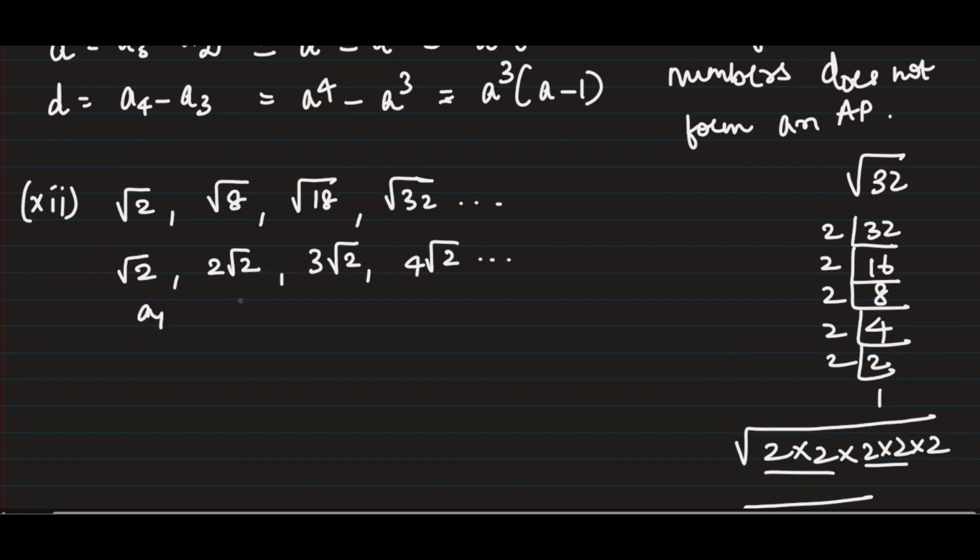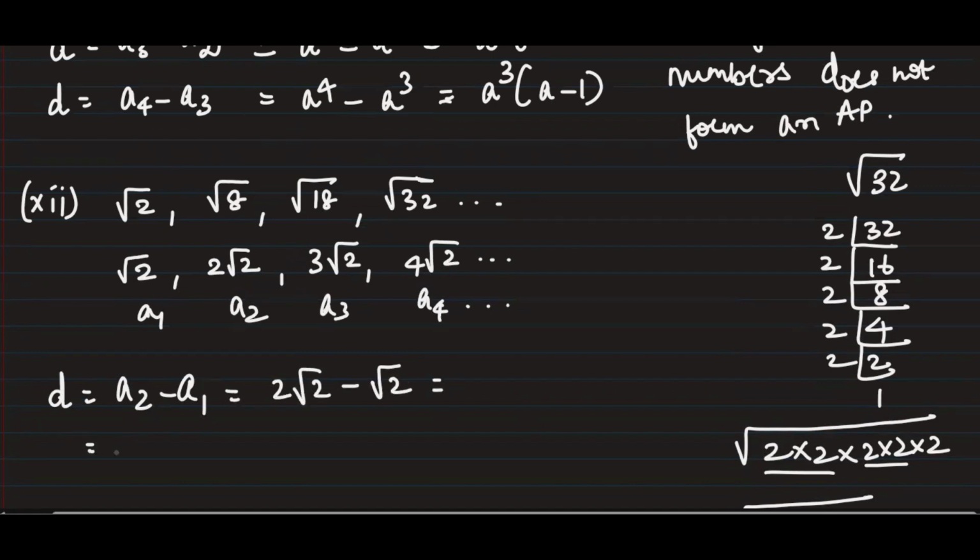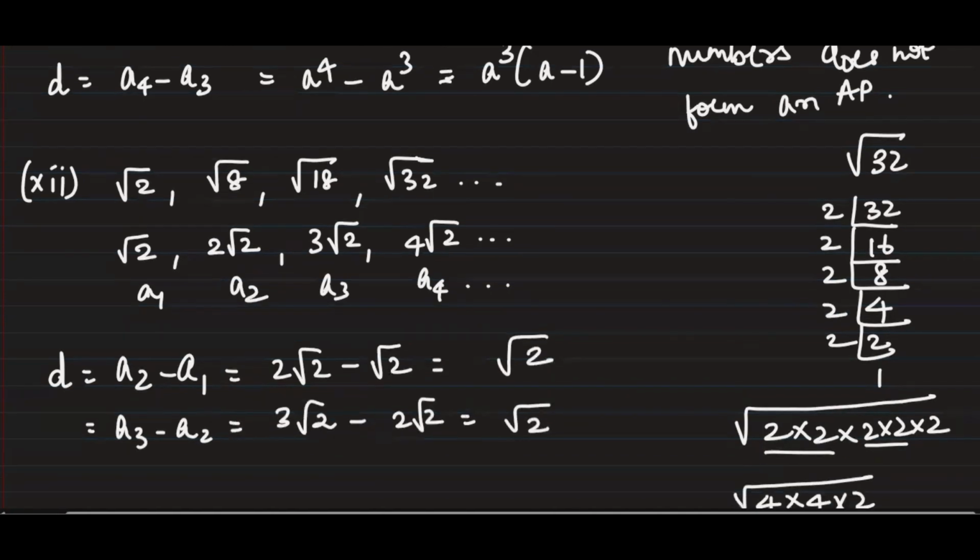So now these are A1, A2, A3, A4. The D value will be equal to A2 minus A1, which is 2 root 2 minus root 2. Then A3 minus A2: A3 is 3 root 2 minus 2 root 2. So 2 root 2 minus 1 root 2 gives the answer root 2. Again 3 root 2 minus 2 root 2, the answer is again root 2. Let's find another one also.